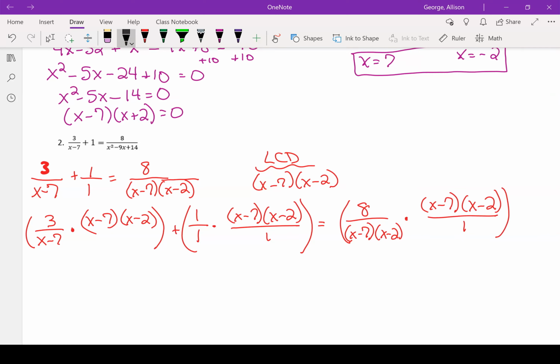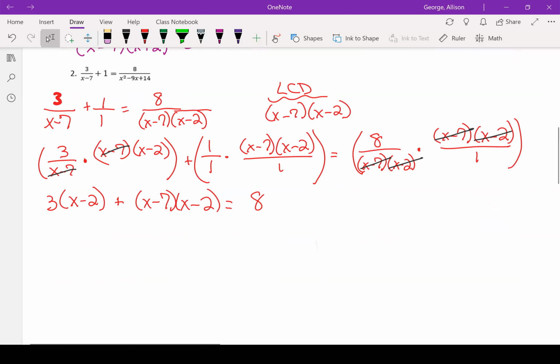Okay, canceling stuff out. First fraction, we can get rid of x minus 7. Second fraction, there's nothing we can get rid of. Third fraction, we can get rid of both. Alright, so we end up with 3 times x minus 2 plus 1 times x minus 7 times x minus 2, and then equals 8.